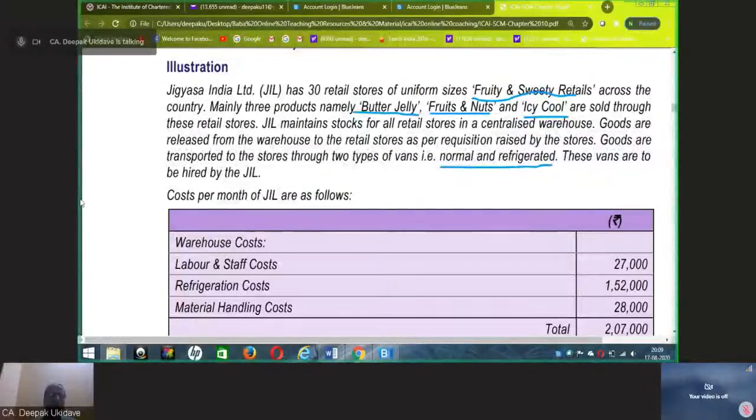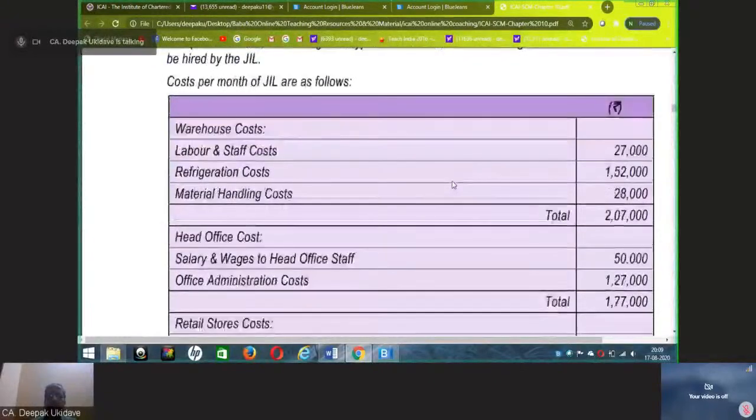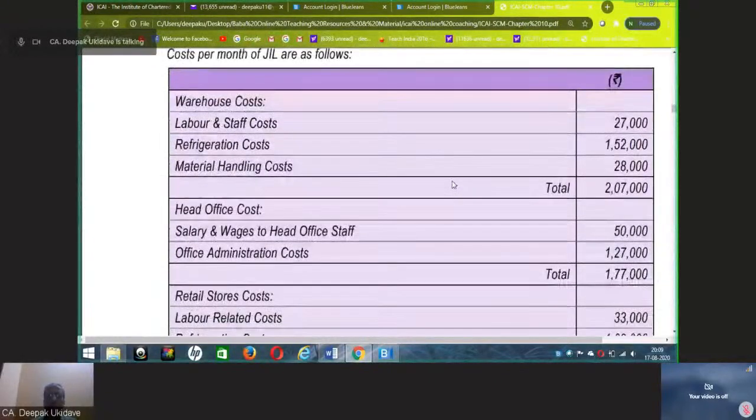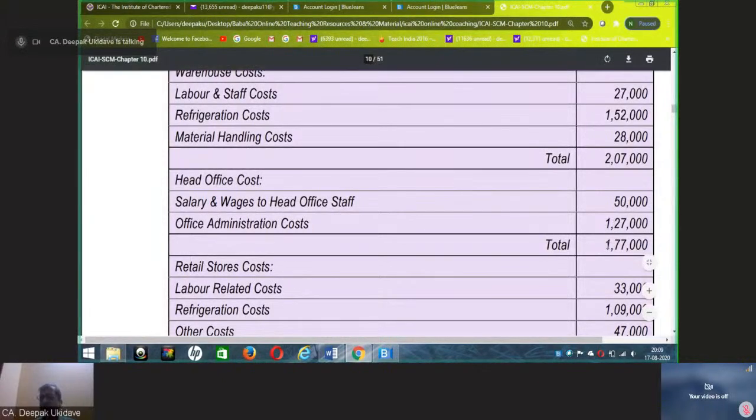So let us look at the cost per month data. Cost data is given to you for the company. Warehouse cost is given in terms of labor and staff cost 27,000, refrigeration cost 1,52,000, and material handling cost 28,000. So total comes to 2,07,000. Head office costs are apportioned to the different products later on, but head office costs are allocated on some other basis using management policy or decision. Salary and wages to head office 50,000, office cost is 1,27,000. So your HO cost is 1,77,000.